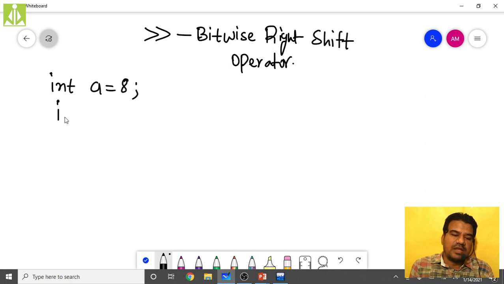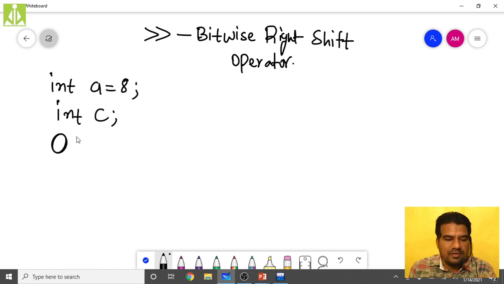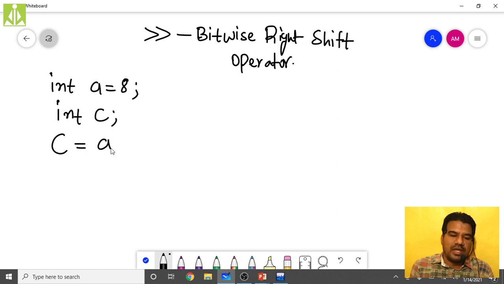Now take another variable, int c. Now perform c is equal to a right shift once. First we see once and then we see twice, with the same value.